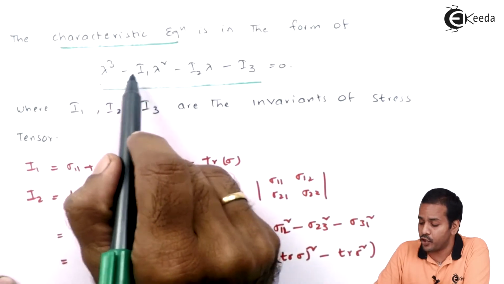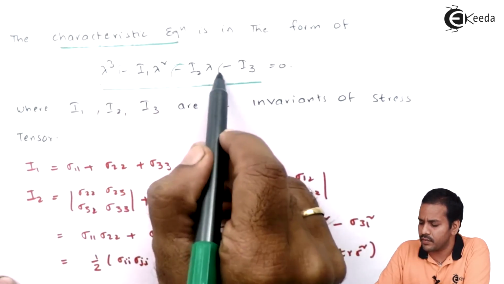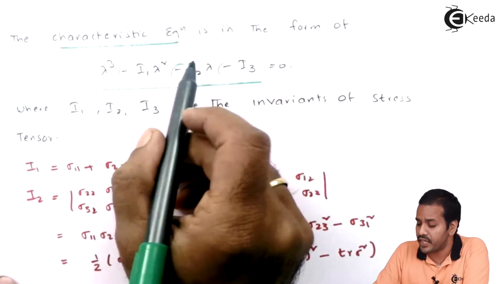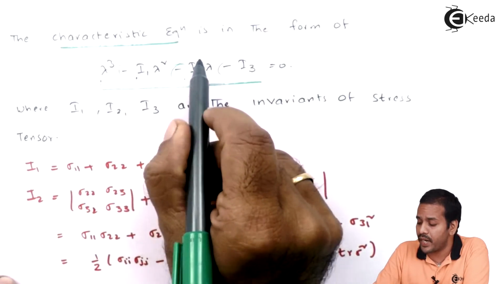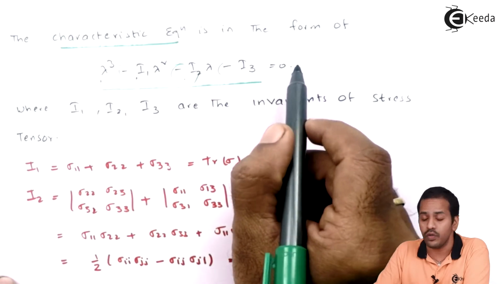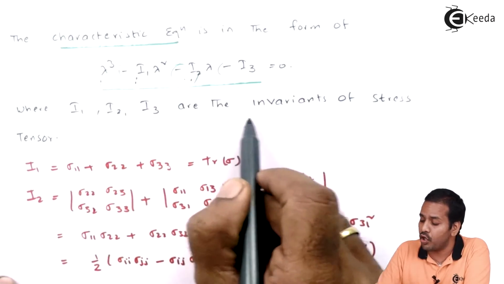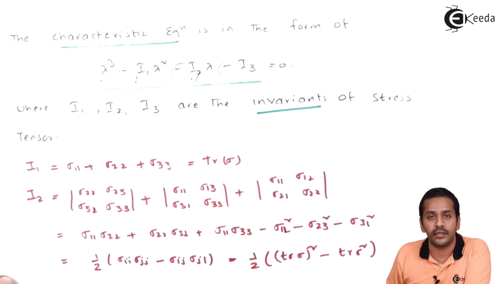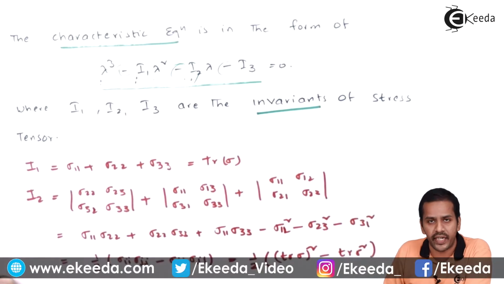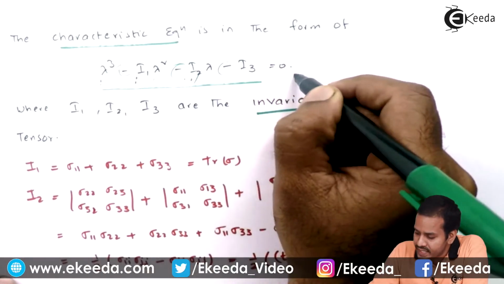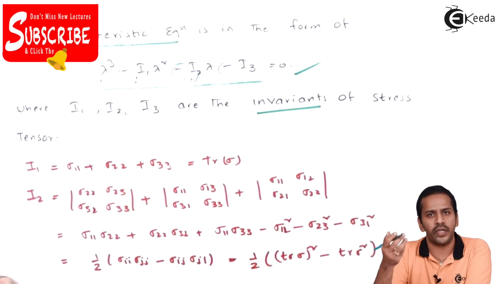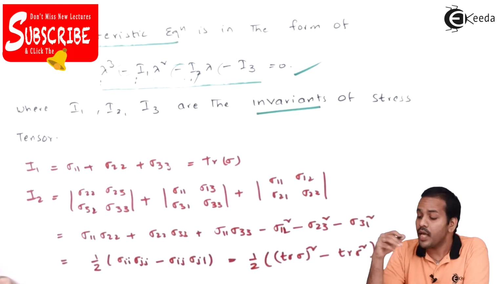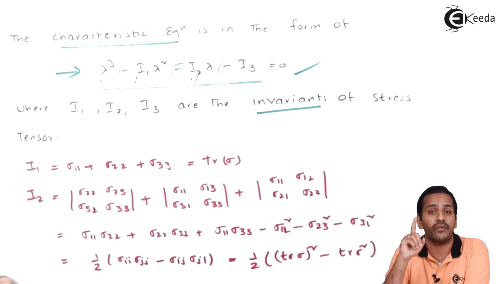So it is lambda cube. Be aware of these signs. It can be manageable. So lambda cube minus I1 lambda square minus I2 lambda minus I3 is equal to 0, where this I1, I2, I3 are called the invariants of the stress tensor. So what I meant by invariant is, if you write the same characteristic equation for the stress tensor in some other coordinate system instead of the principal coordinate system, then you will end up with the same characteristic equation.